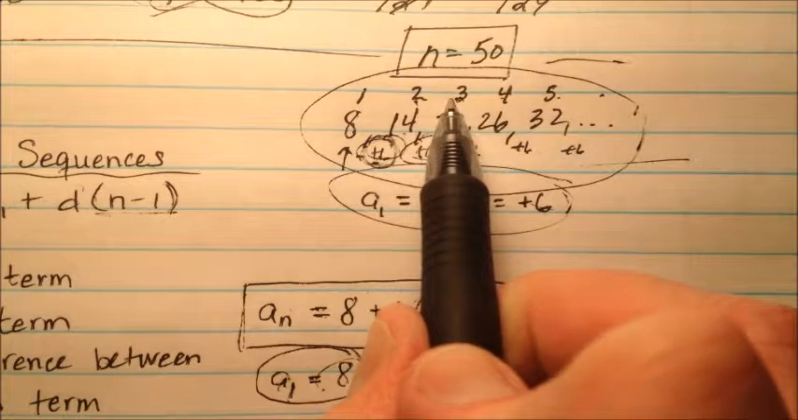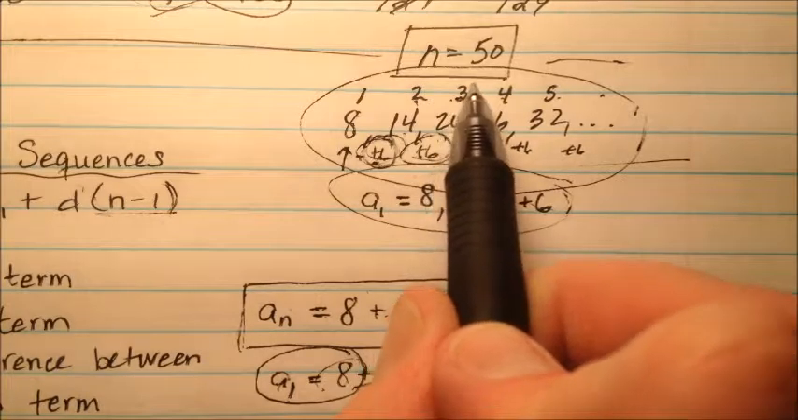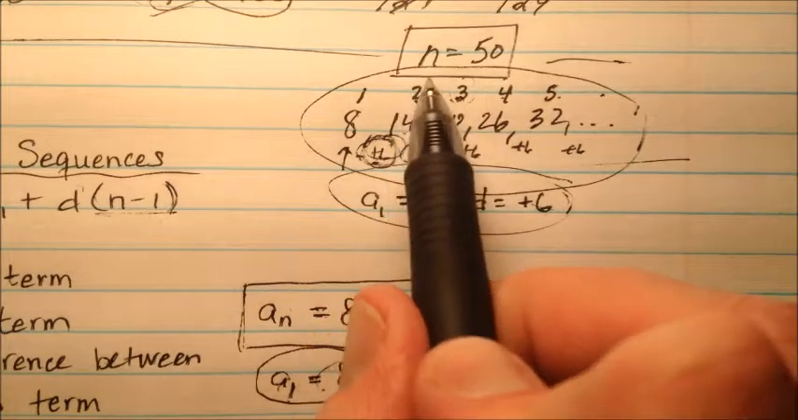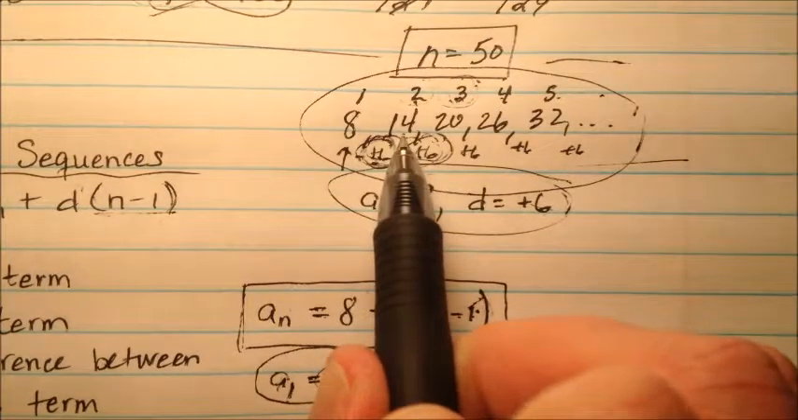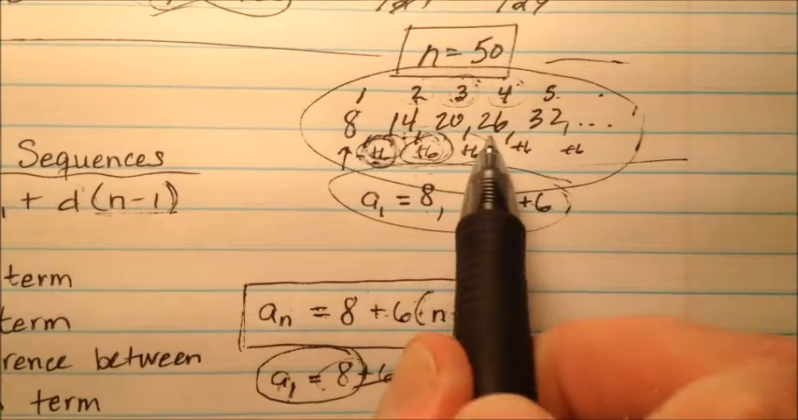Well, based on this, I have to add 6 one less time than the number I'm shooting for. I'm going for my second number, so I add it once. My third number, so I add it twice. My fourth number, so I add it 3 times.